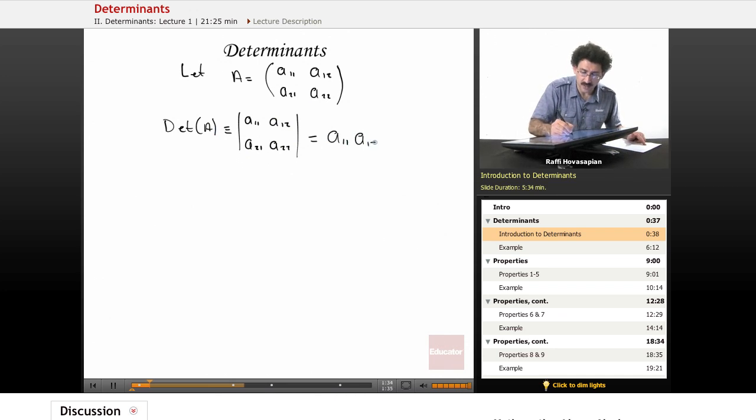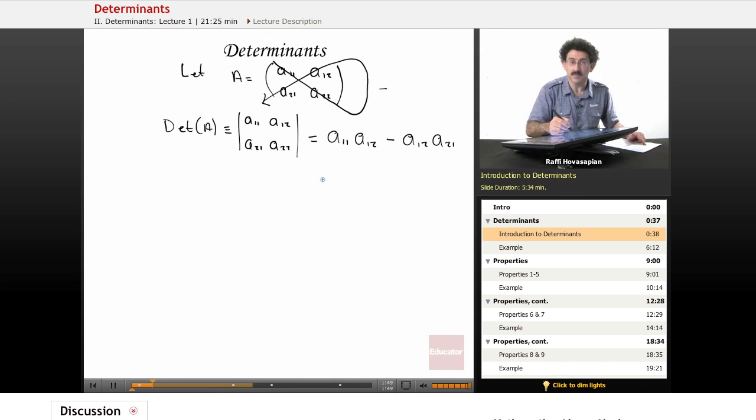A11 times A22 minus A12 times A21. The pattern is this times that minus this times that. Again, A11 along the main diagonal, this times that minus that times this, including the signs. Let's do the same for a 3 by 3, and then we'll do some examples.